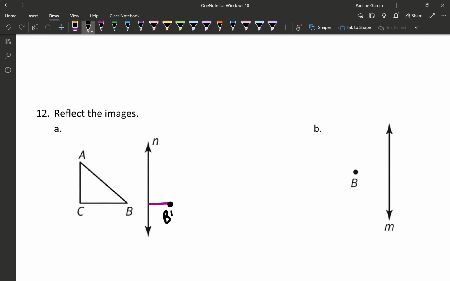And I'm going to call this B prime. Next, I'm going to do the same thing to C. I'm going to connect C to the line of reflection. I'm going to select that same distance, and I'm going to move it over to the other side of the line. And I'm going to call that C prime. And I'm going to do the same thing with letter A.